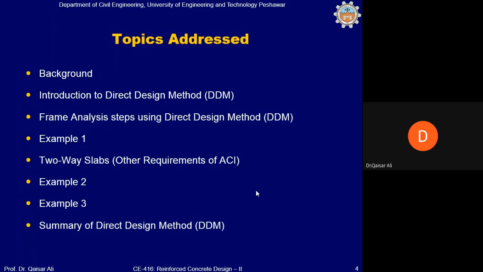Then we will solve one design example. And at the end, we will also discuss two-way slabs, other requirements of the ACI code, and then examples 2 and 3. Finally, a summary of the direct design method will be discussed. So this is all with regard to session 1, flexural analysis and design of two-way slab system without beams.